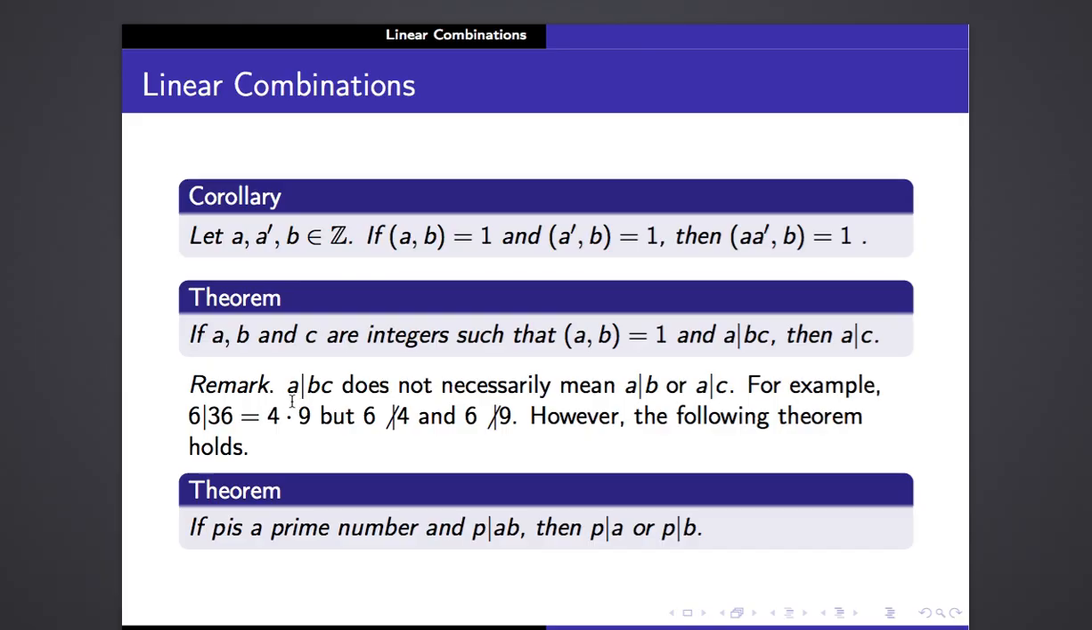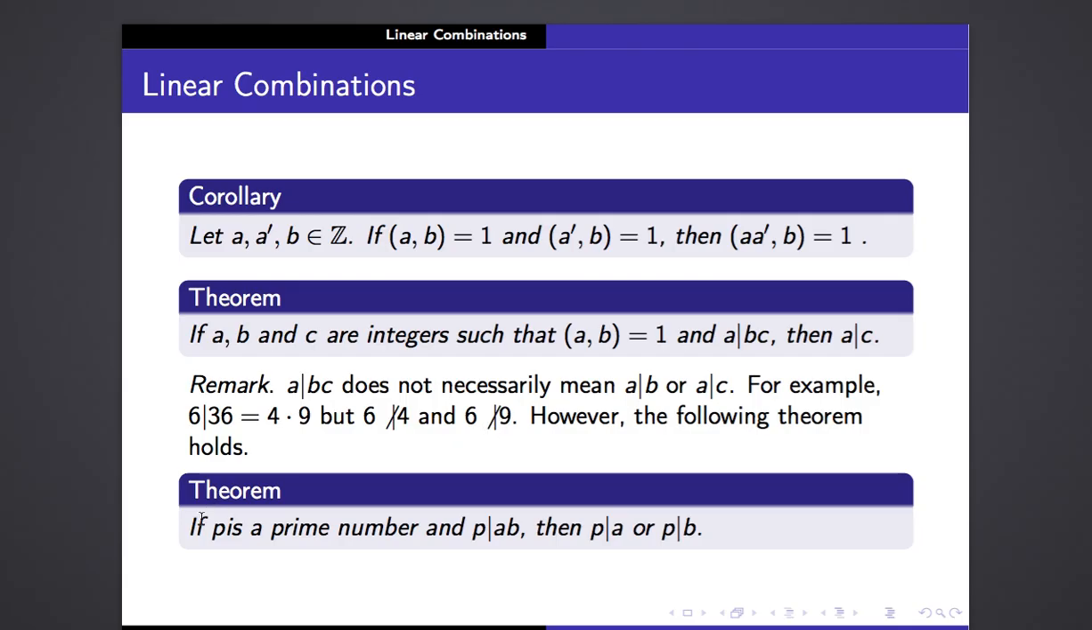Here's a remark. A divides the multiplication of two integers, B times C, does not necessarily mean A must divide B or C. So here is a counterexample to that. 6 divides 36, and 36 is 4 times 9, but 6 divides neither of them. 6 does not divide 4, and 6 does not divide 9.